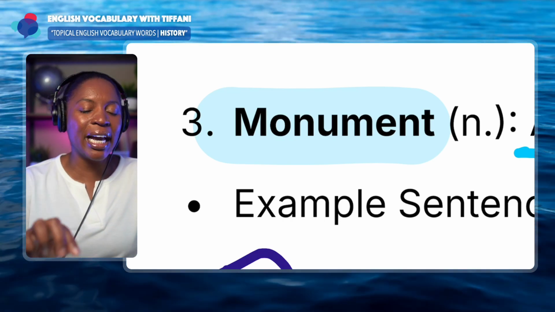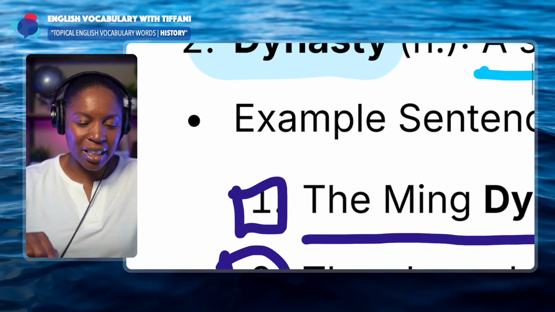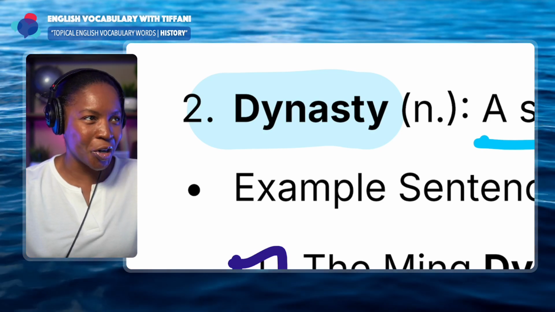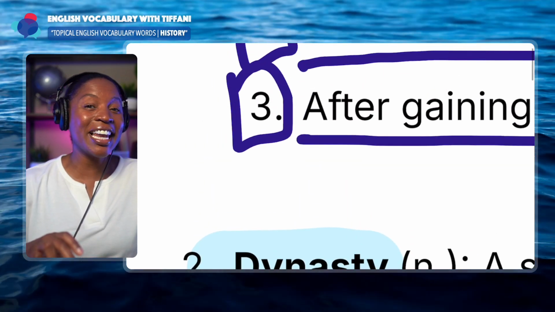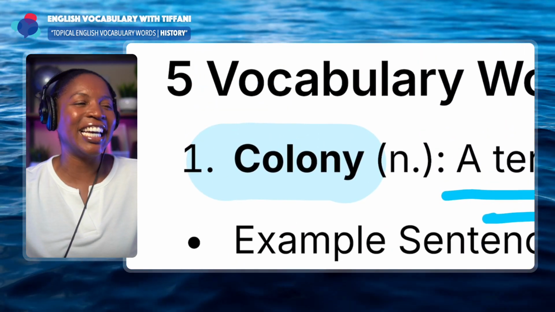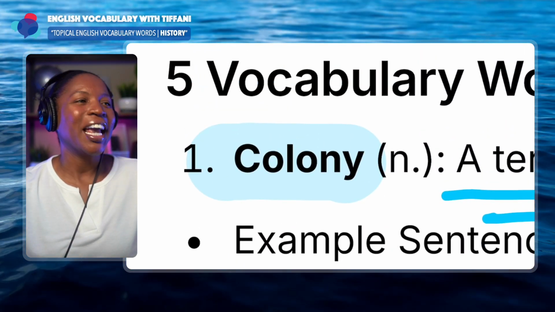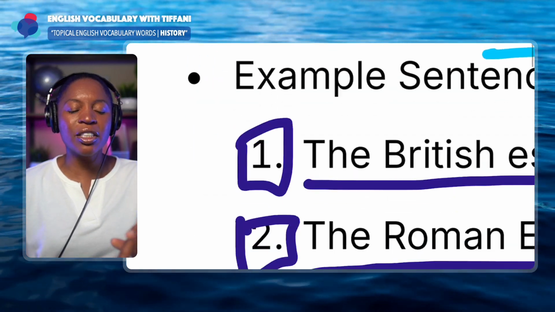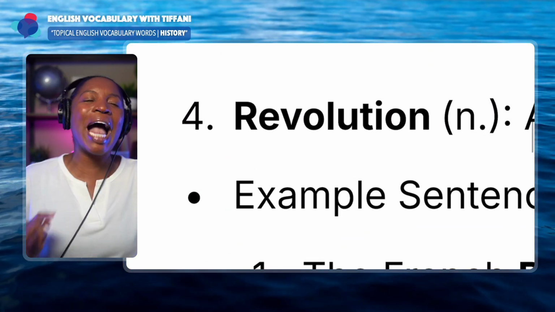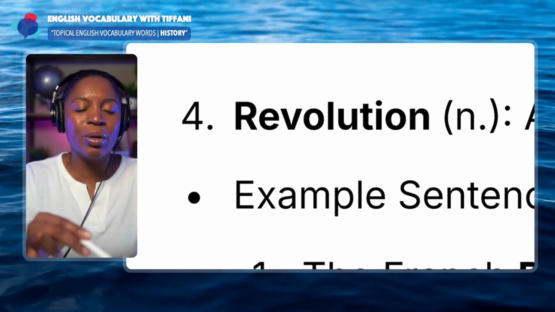Good. What was number 2 again? Excellent. Dynasty. Good. And number 1 again? Woo, good memory. After me, colony. Excellent. All right, so now let's move on to number 4, our 4th vocabulary word related to history.